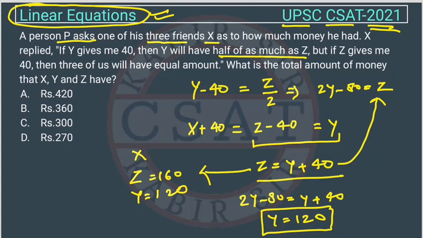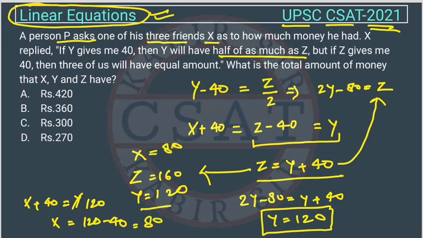So we will calculate X from here, right? So X plus 40 is equal to Y. Y we know is 120. So X will become 120 minus 40, so it will be 80. So X is 80. So the question is asking what is the total amount of money.